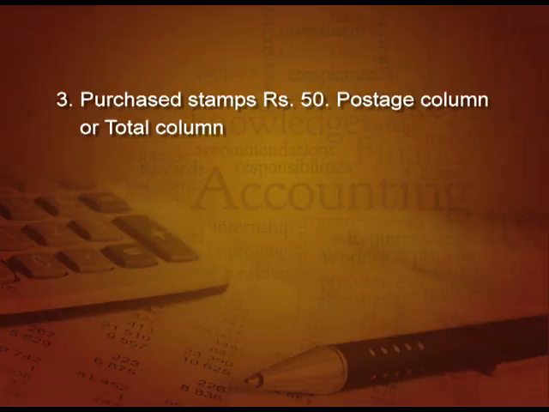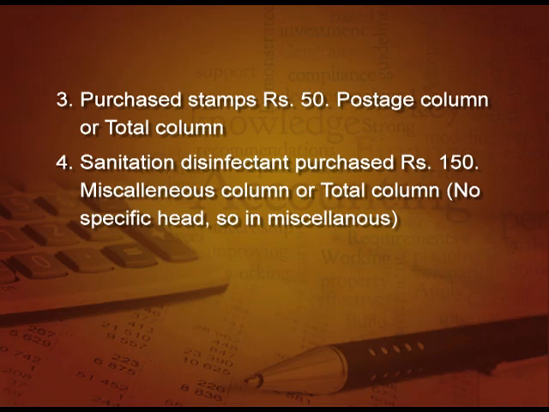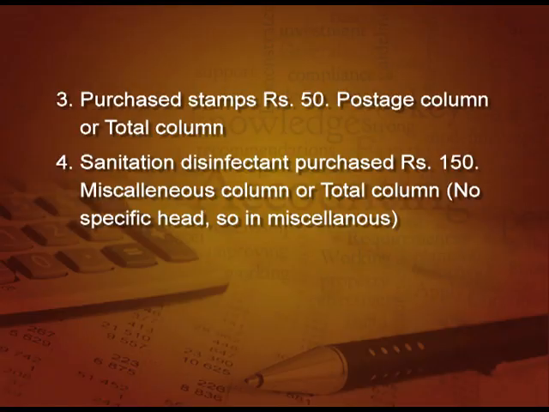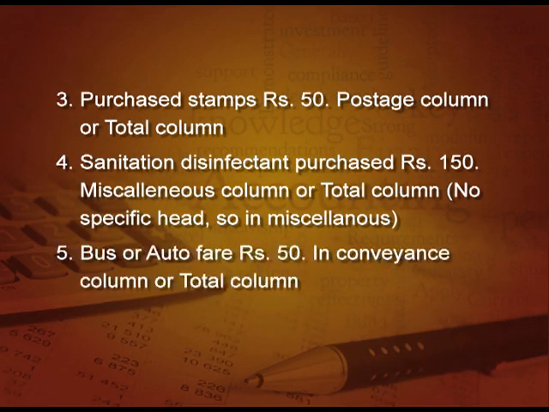Next, purchased sanitation disinfectant. This will be in miscellaneous column as well as total column. Amount is 150. Now, this is coming in miscellaneous column because there is no specific head. So, let us take it in miscellaneous column. Next, point number 5, bus auto fare 50 rupees. This will come in conveyance column and total column, definitely it will come.